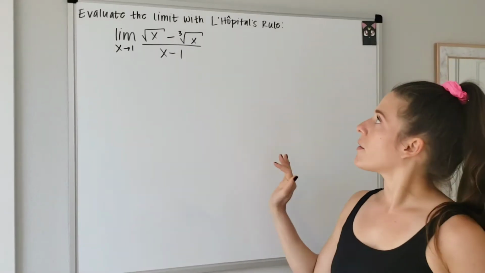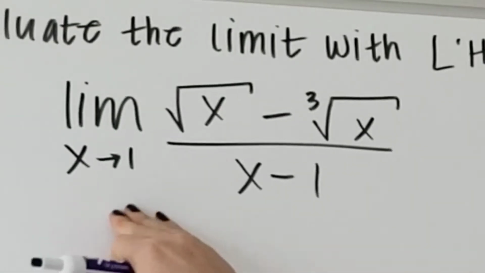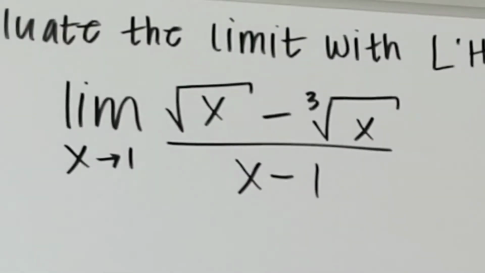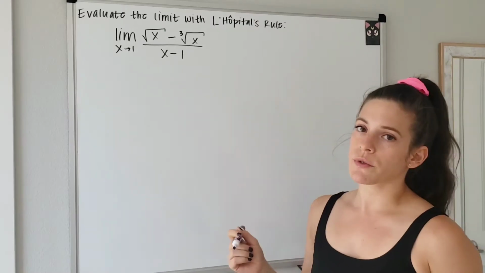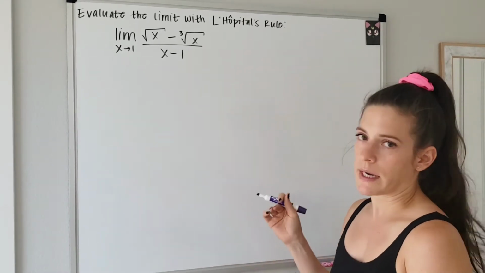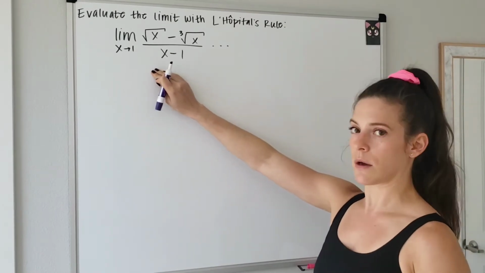We're going to evaluate the limit using L'Hopital's rule as x approaches 1 of the square root of x minus the cube root of x, all over the denominator of x minus 1. Before we use L'Hopital's rule, let's get our footing and see why we need it in the first place. What happens if we just evaluate this limit as x approaches 1?